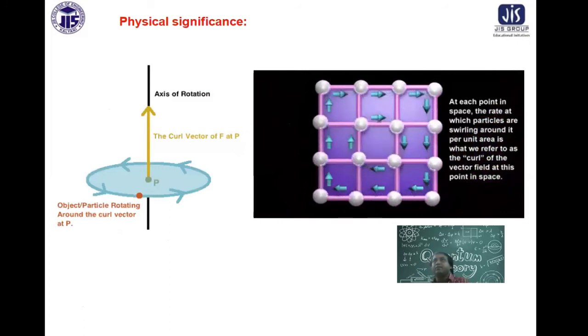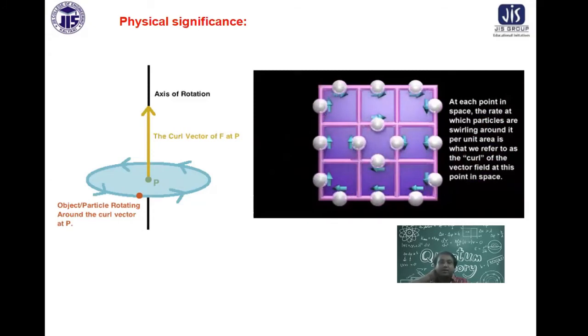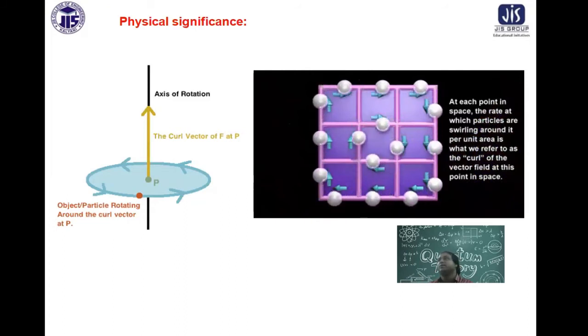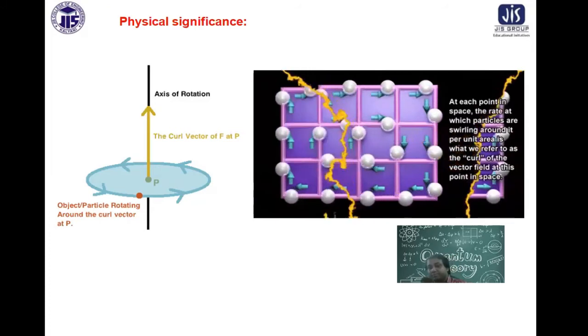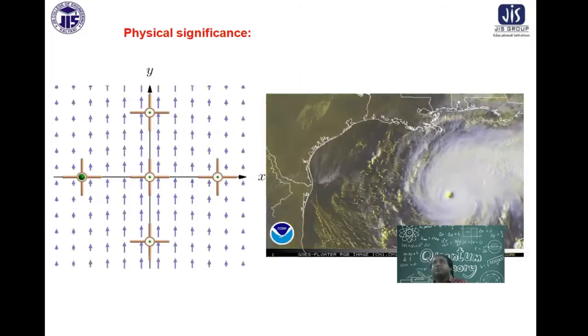Suppose I have any vector f at a point p. Curl of f is a vector quantity, and its direction is perpendicular to the plane of the vector. You can see there, that is another vector. You can see it is animated. It is shown there that rotation is being taken care of.